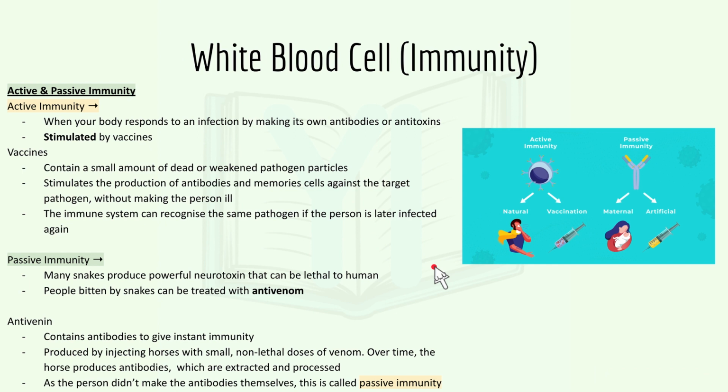Active immunity is when your body responds to an infection by making its own antibodies or antitoxins, and it is stimulated by vaccines. You can have a read about the vaccines. And passive immunity: many snakes produce powerful neurotoxins that can be lethal to humans, but people bitten by snakes can be treated with antivenom. Antivenom contains antibodies to give instant immunity, and it's produced by injecting horses with small non-lethal doses of venom. Over time the horse produces antibodies, which are extracted and processed. As the person didn't make the antibodies themselves, this is called passive immunity.